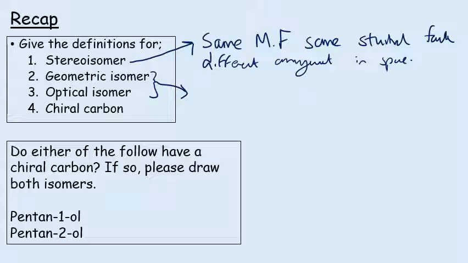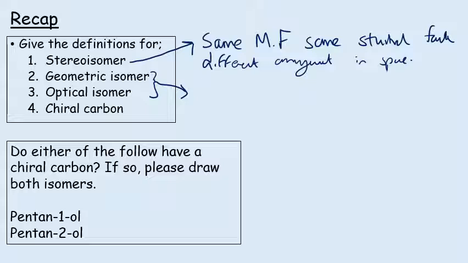Optical isomerism we've just covered. So optical isomerism, they are 2 non-superimposable mirror images due to a chiral carbon. So we have 4 different groups on a chiral carbon. Therefore, it gives rise to non-superimposable mirror images, which are said to be optical isomers. A chiral carbon is a carbon with 4 different groups attached to it. Don't say 4 different atoms or 4 different bonds, okay? Common mistakes made there. A chiral carbon is a carbon with 4 different groups attached.